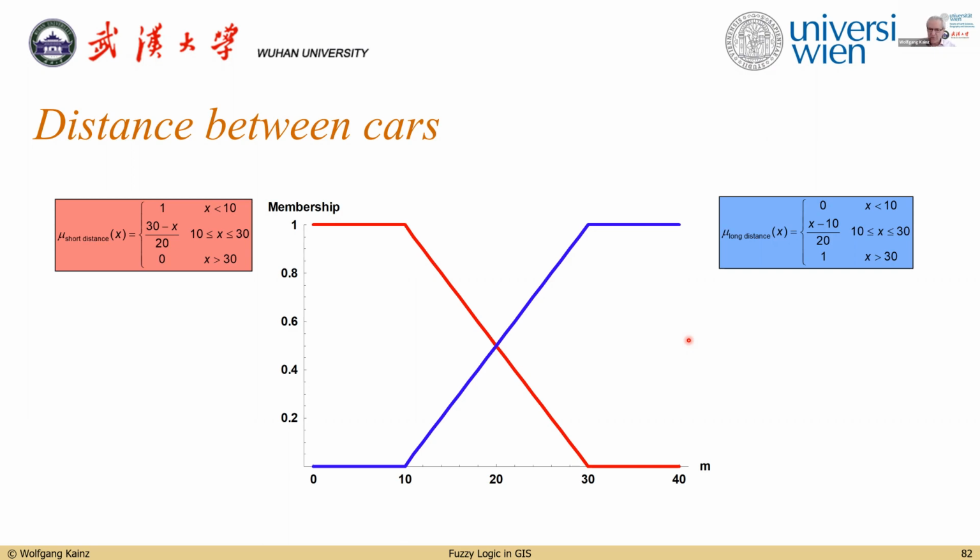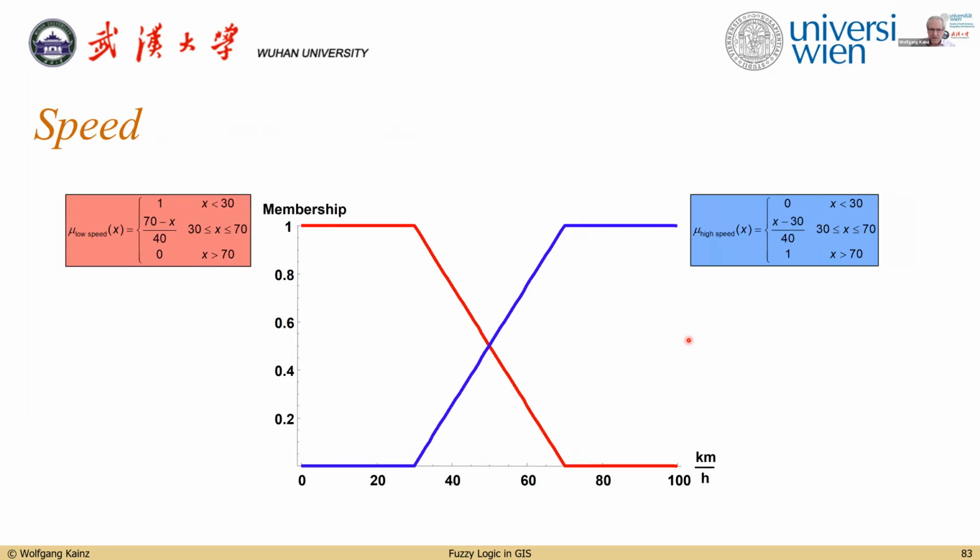Now we need the membership functions for the speed. And again, for speed, we had 2 values, low speed and high speed. So we define it here in such a way that I say low speed, everything below 30 kilometers per hour is definitely low speed with a membership value of 1. Then the membership value to low speed decreases and becomes 0 at 70 kilometers per hour. So at 70 kilometers per hour, the speed definitely is not low anymore. And from there on, the faster you go, it stays 0.